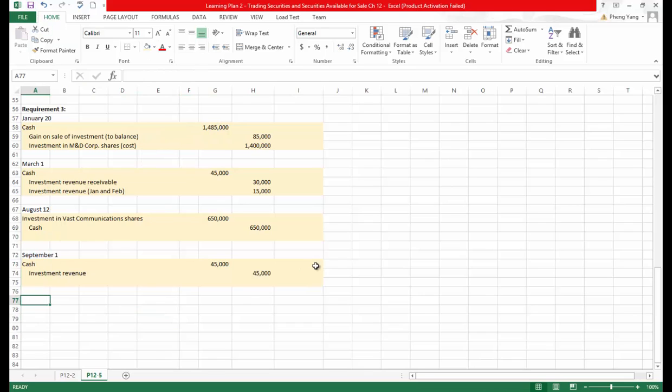Okay, so that's September 1st, and now it comes to December 31st where we have to make our adjusting entries. We're going to record any necessary adjusting entries relating to the investment, and the market prices of the investments are: Vast Communication Shares is 670,000, and American Instrument Bonds is 830,000.